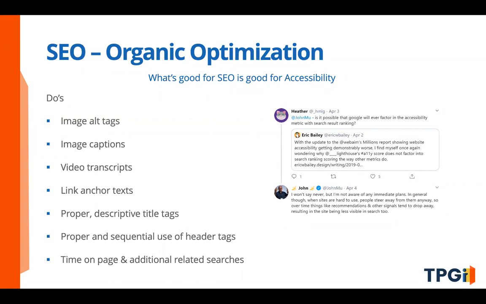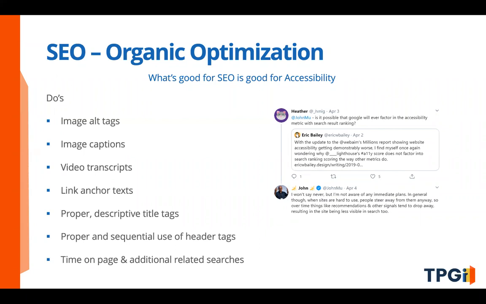Again, make sure you're describing your images and utilizing those alt tags with relevant descriptions. You also have the option of using image captions. You don't have to use both. You have some flexibility to do either. Video transcripts: you can check out tbgi.com and some of our video content on there and see how we do it. We have links to video transcripts for anyone that wants to utilize a transcript versus going through the entire video. It's great for screen reader users.